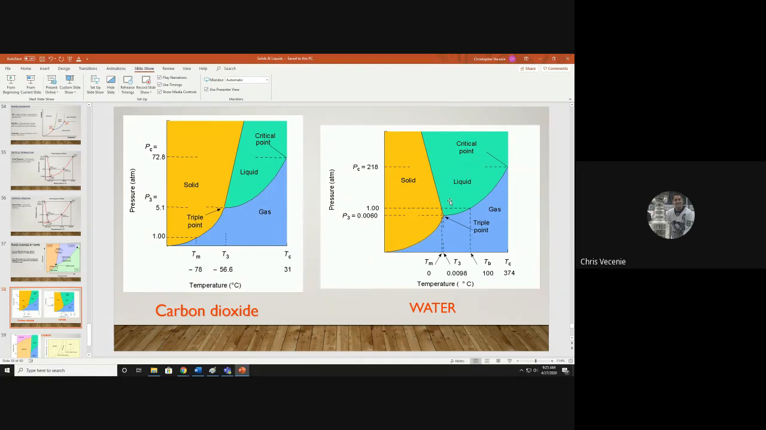Both have liquid in the middle. They both possess critical points. They both possess triple points. Now, what those values are is drastically different, right?